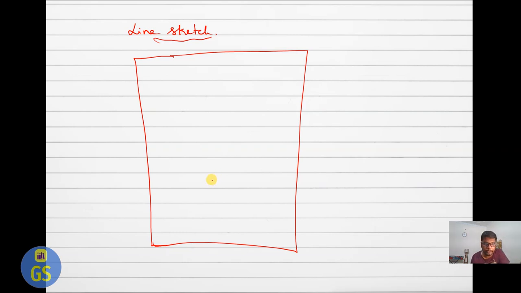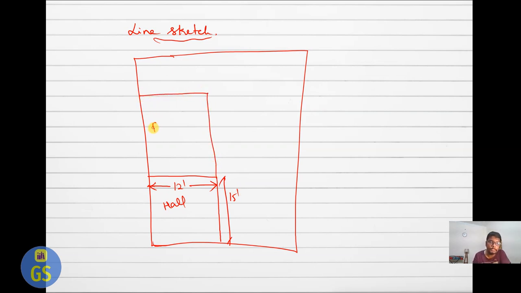After drawing roughly, you plan what rooms you want to have. So this is my hall. I'm just going to take this dimension as 12 feet, and this as 15 feet, like this. For the next room I will plan a bedroom. Let's say this is also 12 feet, and this I'm going to take as 18 feet. Like this is called a line sketch.